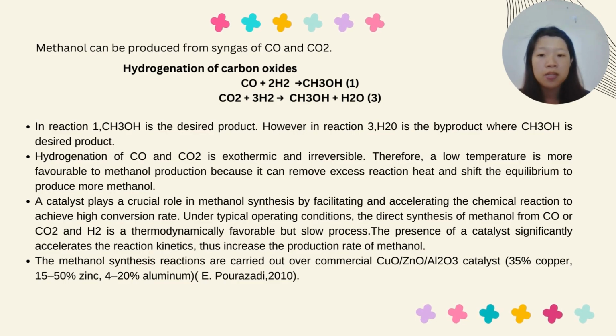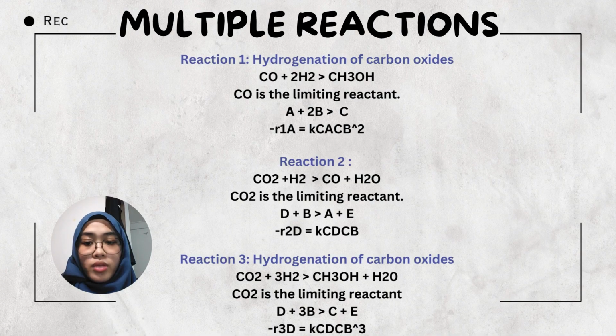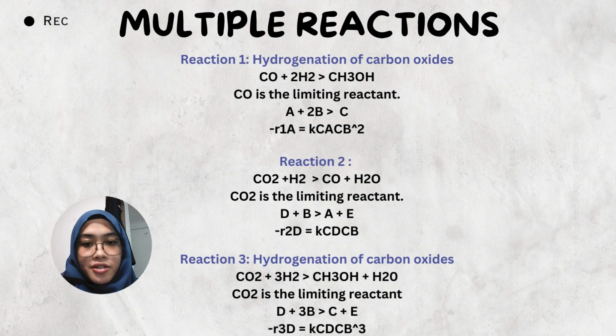A catalyst plays a crucial role in methanol synthesis because it facilitates and accelerates the chemical reaction to achieve a higher conversion rate. The catalyst chosen in this reaction is copper oxide, zinc oxide, and aluminum oxide. There is also a side reaction in methanol synthesis, which is the water-gas shift reaction, and it is mildly endothermic. The purpose is to adjust the ratio of carbon dioxide to hydrogen in the syngas to ensure optimal conditions for the subsequent methanol synthesis step. For multiple reactions, there will be three reactions involved.